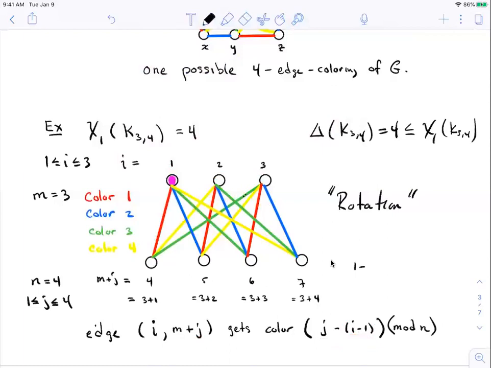i is 2, so i minus 1 is 1, and 1 minus 1 is 0. You might think, well, what color is color 0? I don't have a color 0. Well, I'm doing this mod n, so color 0 is the same as color 4. That's why I drew the yellow edge from 2 to 4.